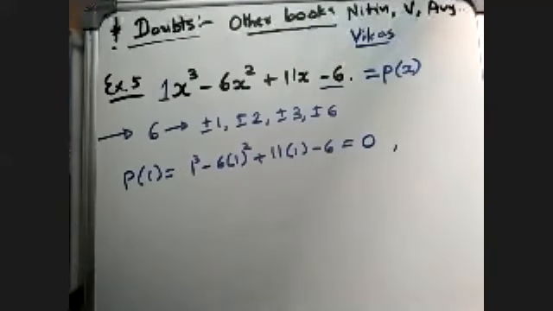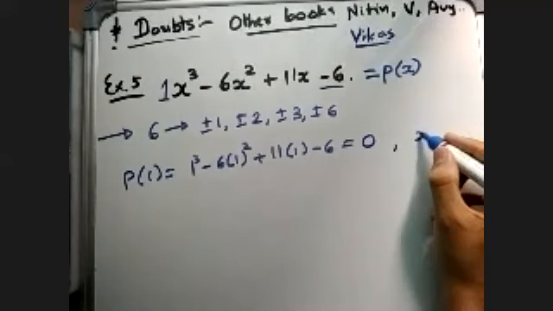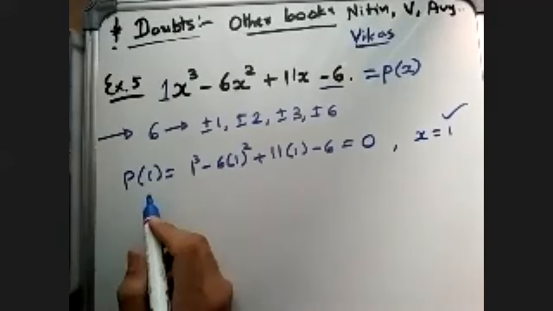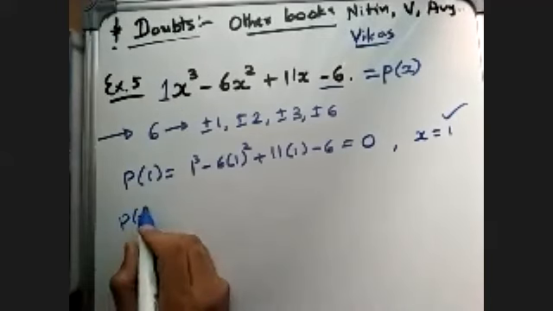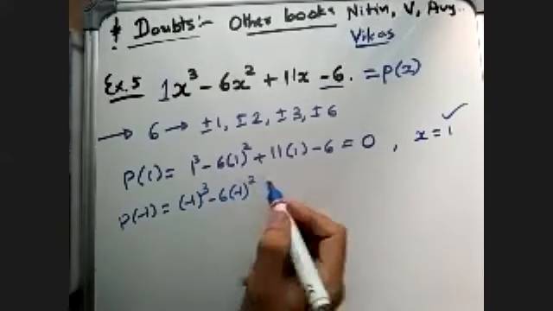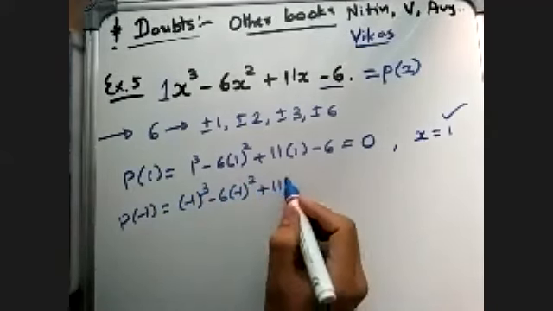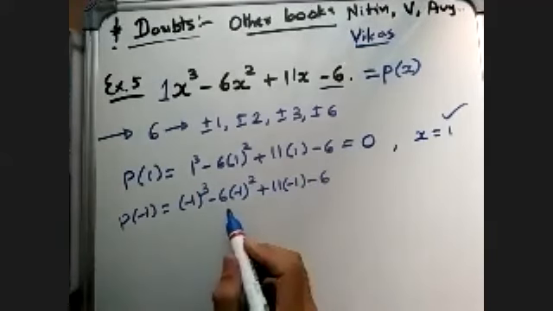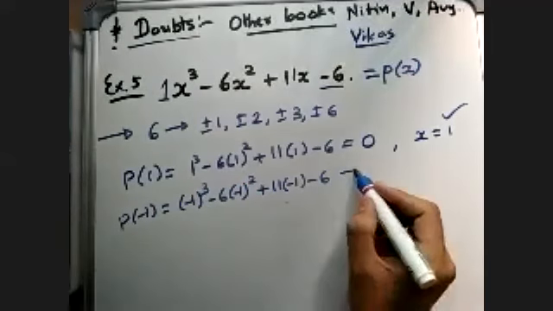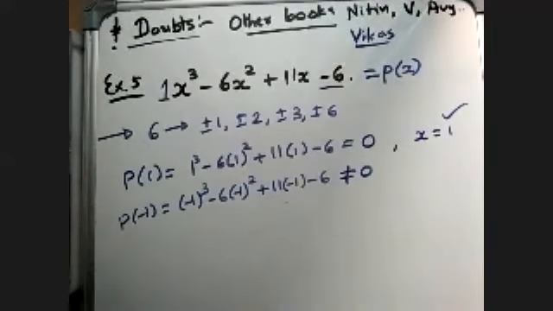Now check in the question what they are asking. They are asking roots or factors. So roots only. So here x is equal to 1 is one root. Let us check for minus 1. Definitely if plus 1 is a root over here, then minus 1 is most probably not. So for minus 1 cube, minus 6 times minus 1 square plus 11 times minus 1 minus 6, it is minus 1 minus 6 minus 11 minus 6. So it will be a negative number, so it is not equal to 0. So it is not the root.